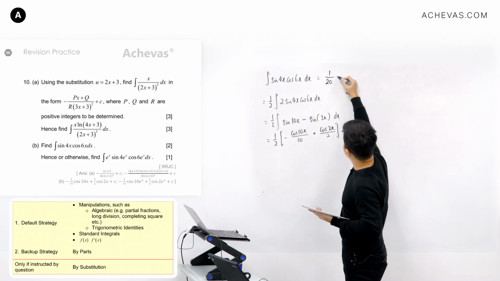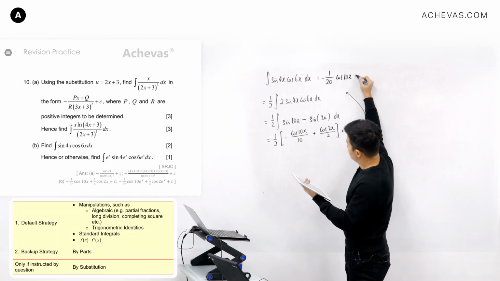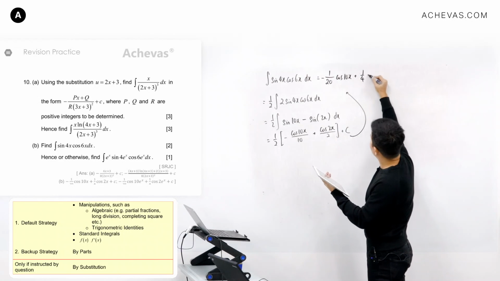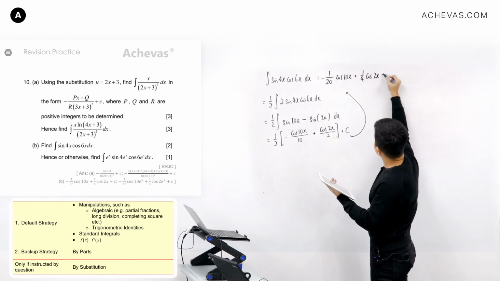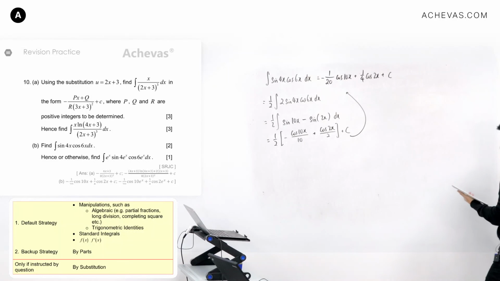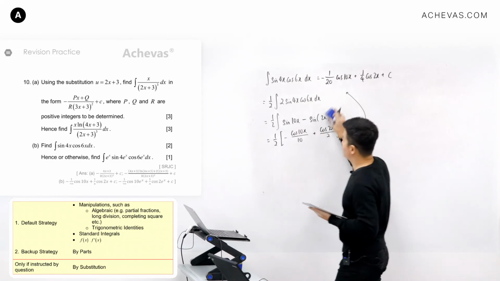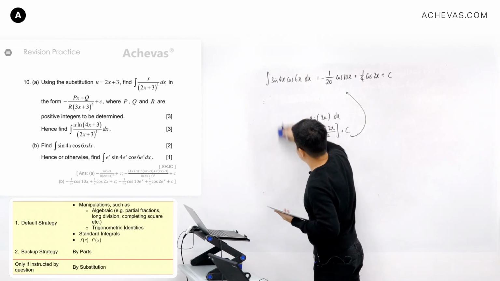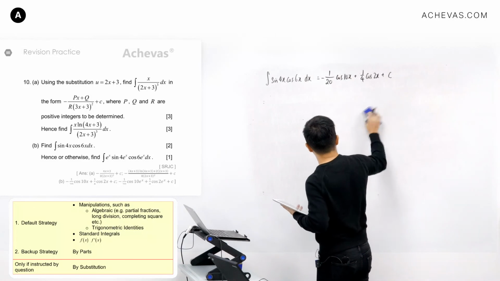Minus 1 over 20 cosine 10x plus 1 over 4 cosine 2x plus c. And we are going to make use of this result for the last part, which is very interesting. It is something that we have not seen before in the last few questions that we have done.